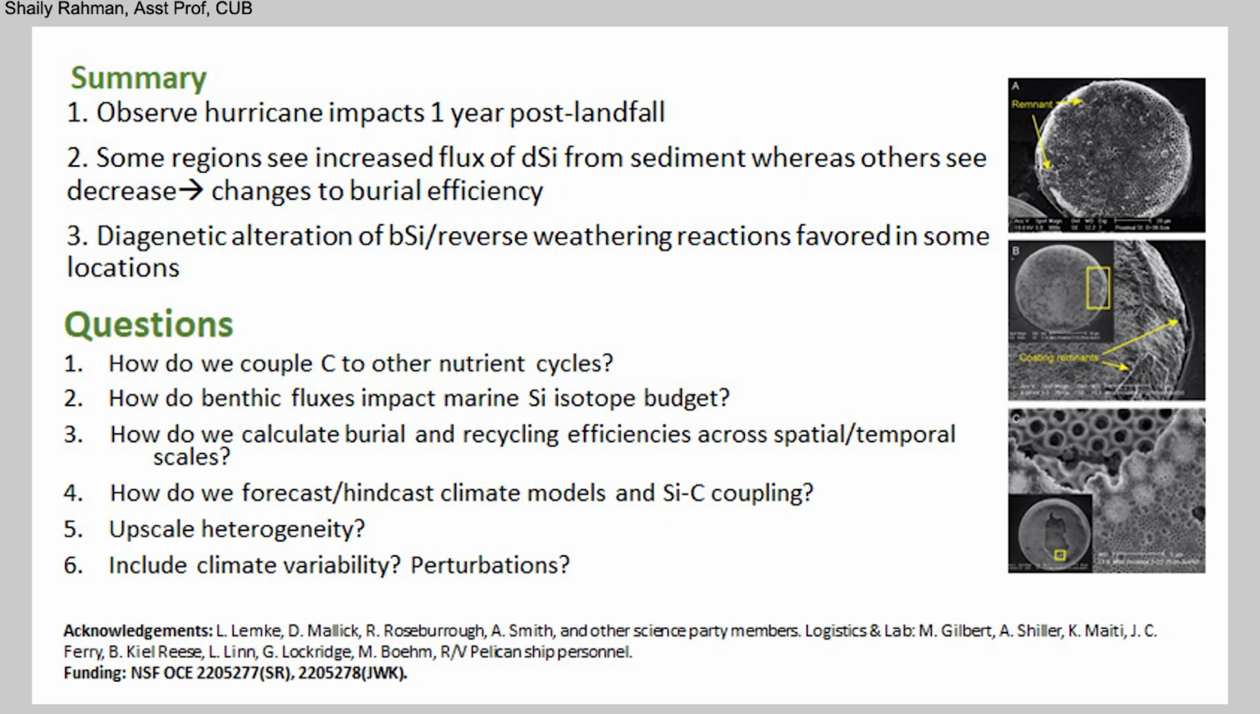And if you notice those two sites, they are just about 60 kilometers apart, 40 nautical miles. How do you upscale heterogeneity? They're in very different profiles. One showed a flux of silica out of the sediment, whereas one demonstrated that it could be a flux of silica into the sediment. So how do we include also climate variability and some major perturbations that are going to be more typical of coastal settings? Thanks.